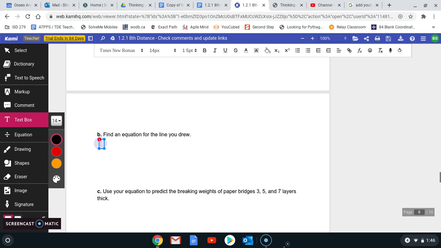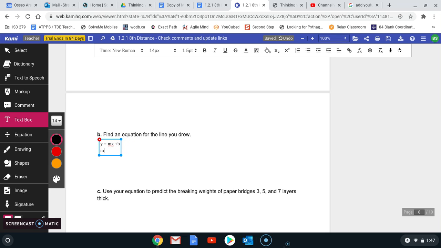The things you're looking for when you're solving an equation is to put it in the form y equals mx plus b. The y and the x are never going to change, but the m and the b, those are going to be your numbers.